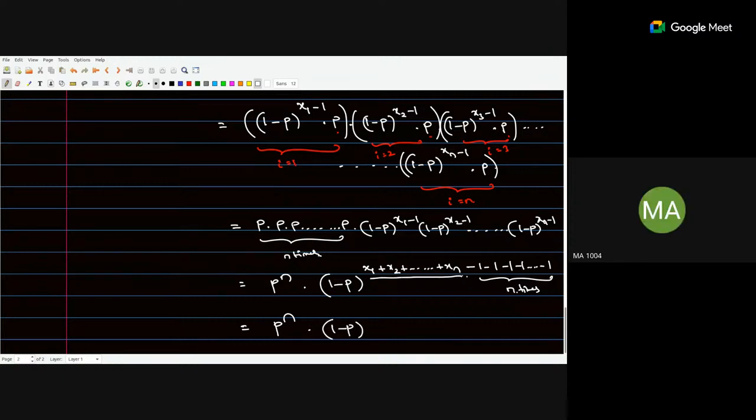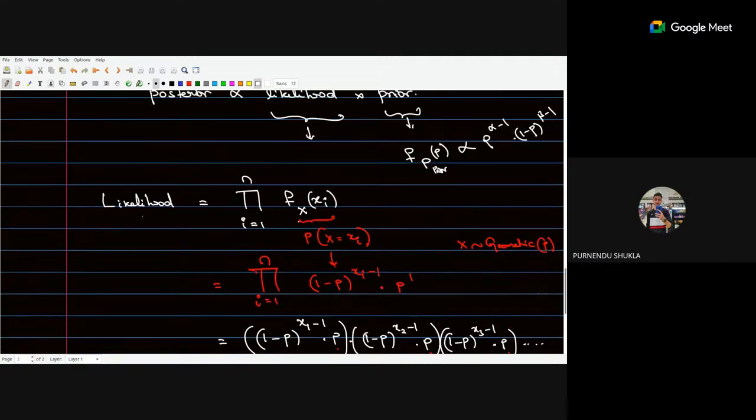See this. Instead of writing x1 plus x2 plus x3 up to xn, can I write simply summation i equals 1 to n of xi minus n? Right? So this is my likelihood. This is just my likelihood.